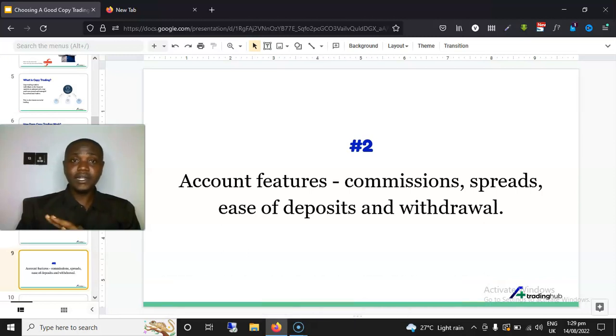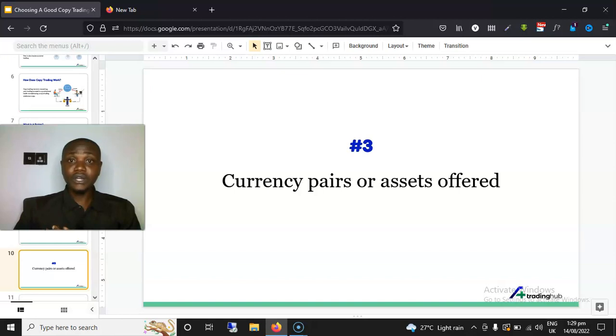So that is it. Then the third tip to choosing a good copy trading broker is currency pairs and assets offered. Now you need to look at the assets they offer, if they are the ones you want to invest in. Like if you want to copy trades on gold and the broker is not offering you gold, there's no need creating an account with them. I hope you understand what I'm saying now. Or for example, if you want to trade BTC or maybe Ethereum, and the broker you want to choose is not giving you that particular asset or currency pair, there is no need for you registering with them. So it's as easy as that.